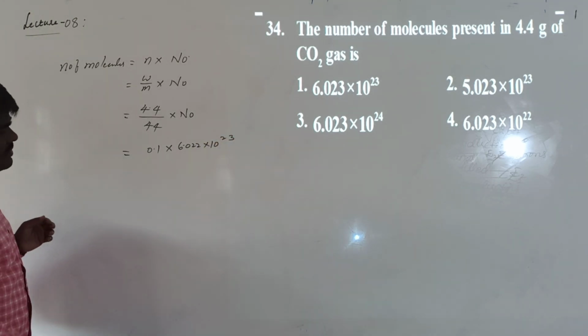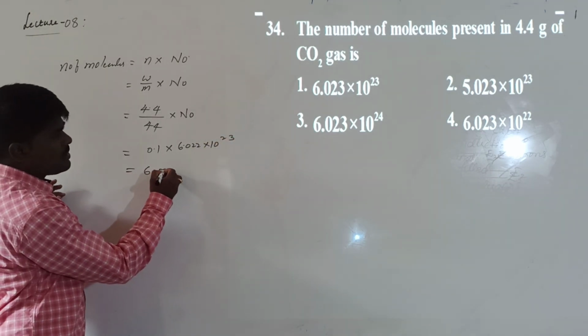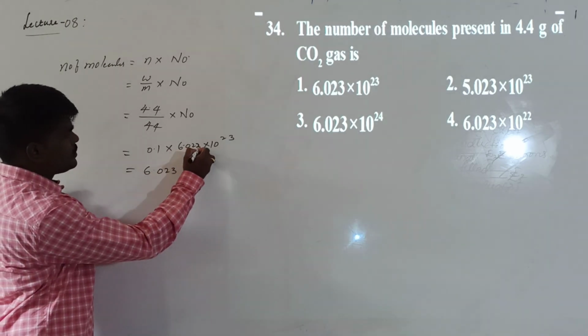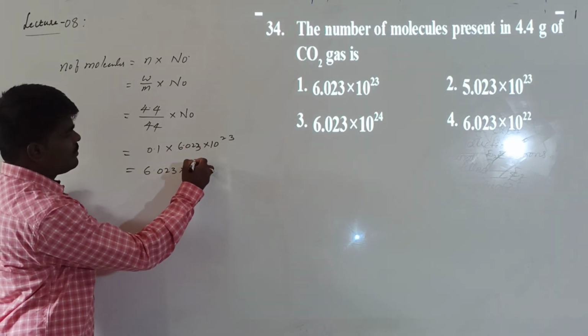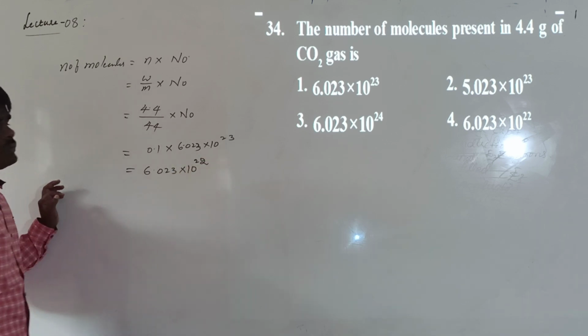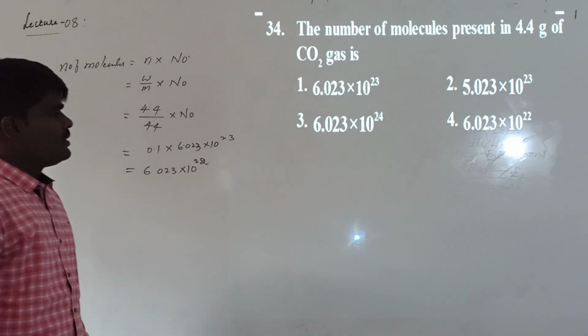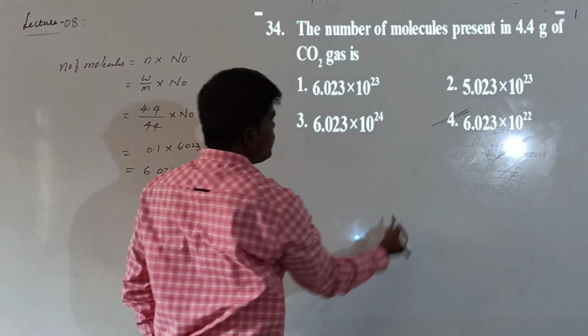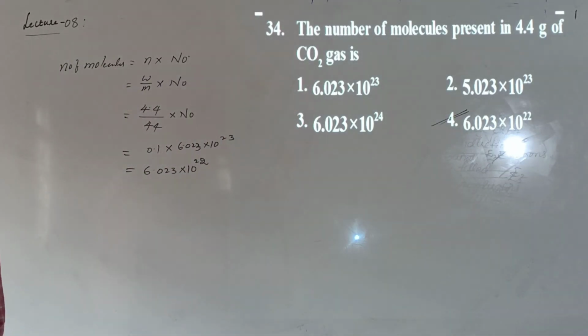So what can we write it as? It can also be written as 6.023 times 10 power 22. Right? So this is the number of molecules of carbon dioxide that are present in 4.4 grams of carbon dioxide. Right?